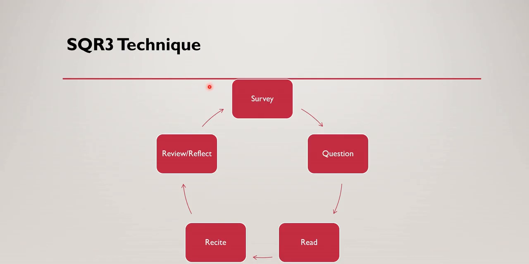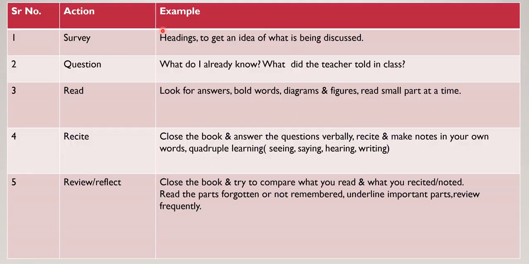Now there is a technique called the SQ3R technique, that is survey, question, read, recite, review and reflect. So while studying, first survey the chapter, that is the main headings, and we should get an idea of what is being discussed in the chapter. Next, we have to ask the question: what do I already know and what did the teacher tell in the class? Then read, look for the answer.